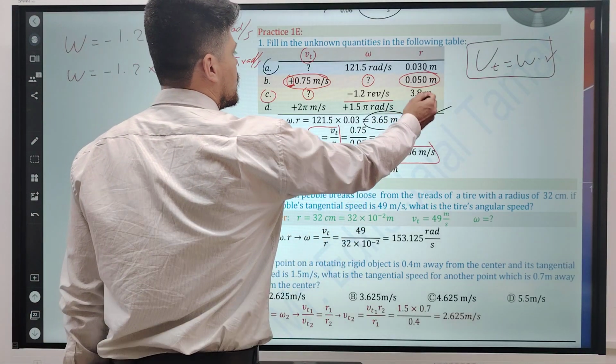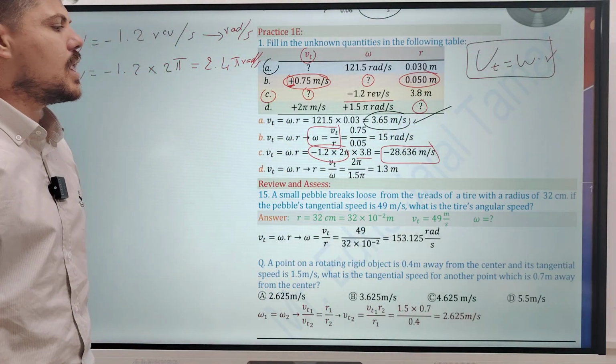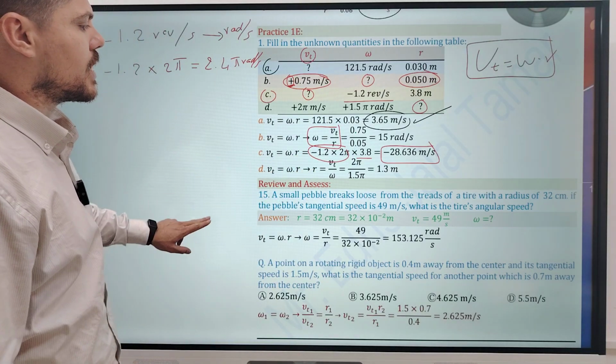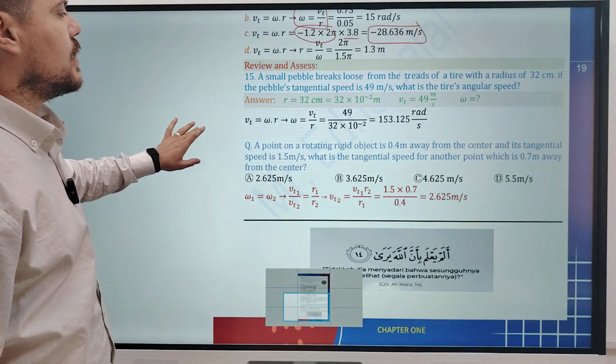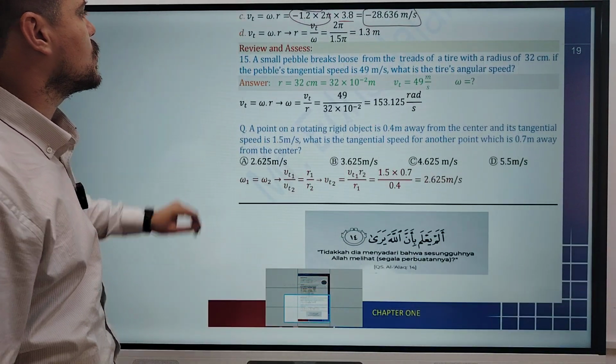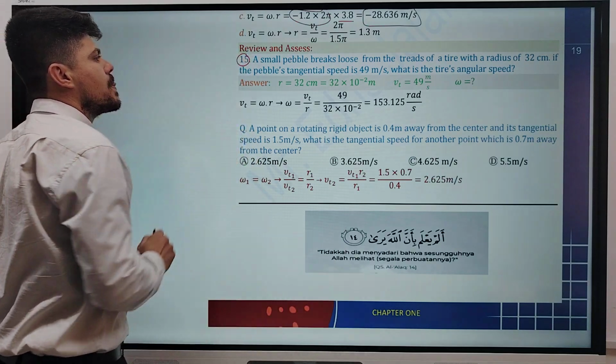The last one, the distance from the axis of rotation is unknown. How can you calculate? Just rearrange. R is equal to Vt over omega and is equal to 1.3 meter. So this was question 1. Question 15 from the chapter review.